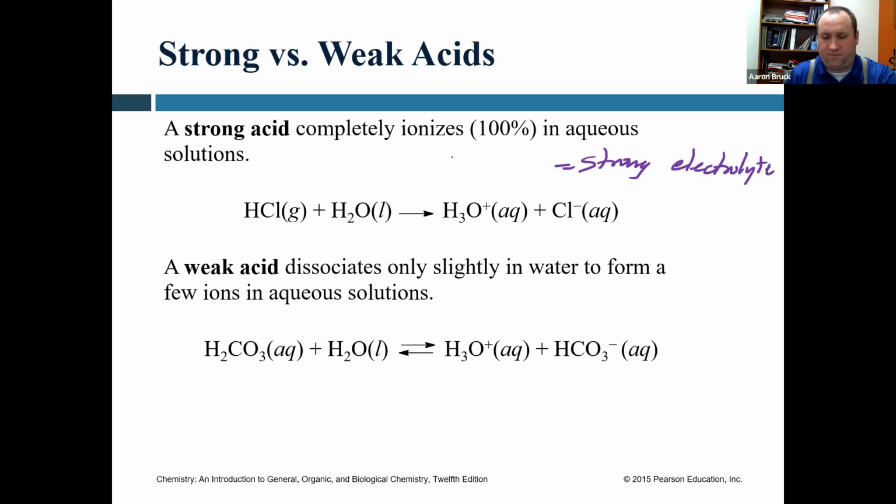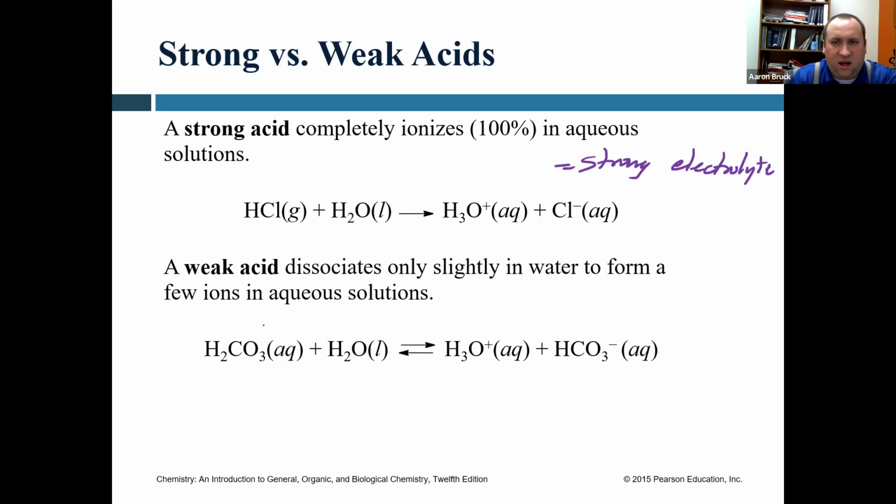Because as a strong electrolyte, we would have a lot of ions present. And if all of these molecules are turning into ions, then yeah, we're going to have lots of ions present, because this reaction is only one way. It only goes from reactant to product.